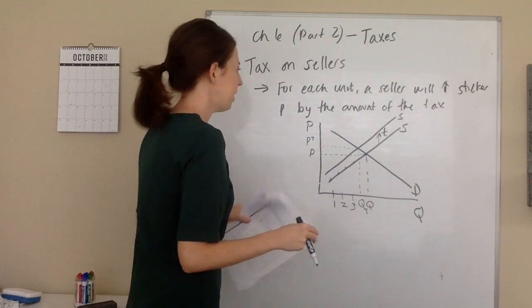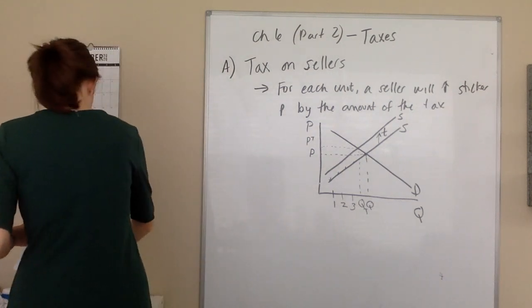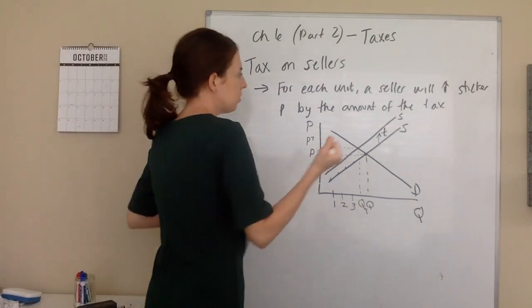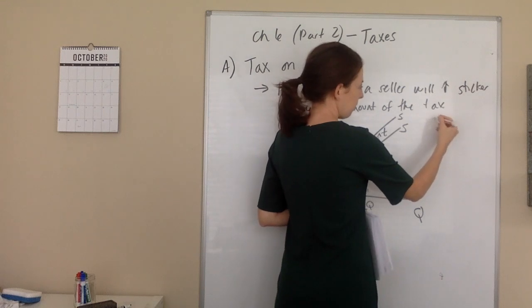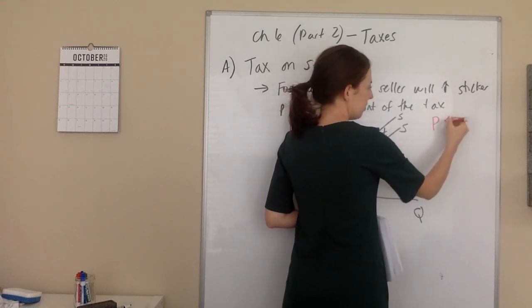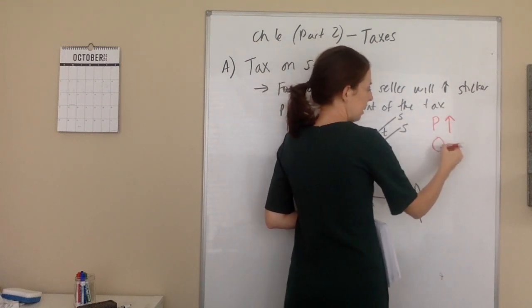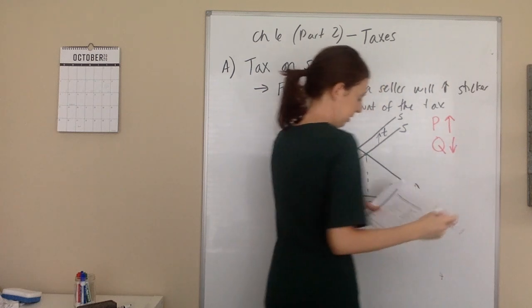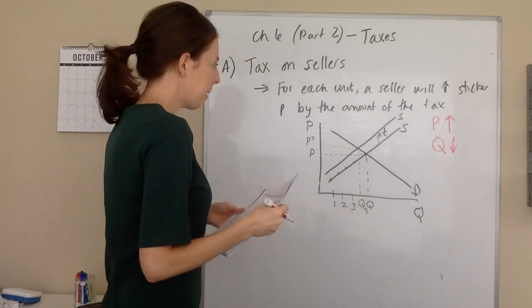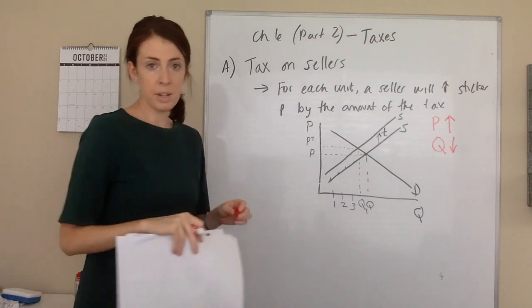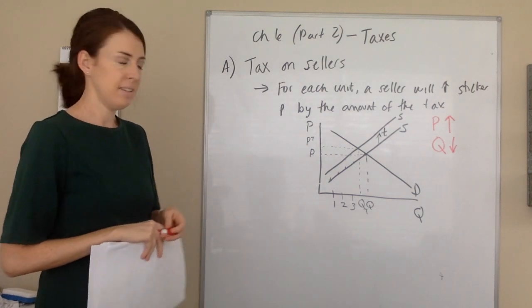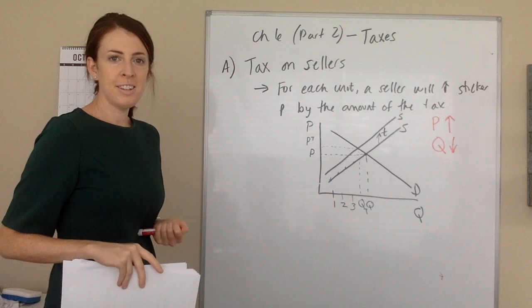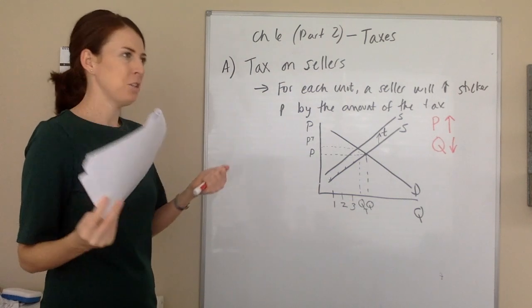Okay, so let's just start writing out the results. I'll do this in red. So the results are that, first of all, the equilibrium market price increases, and the equilibrium market quantity decreases. And now I'm going to introduce something called tax incidence. Okay, this is kind of mental gymnastics here.